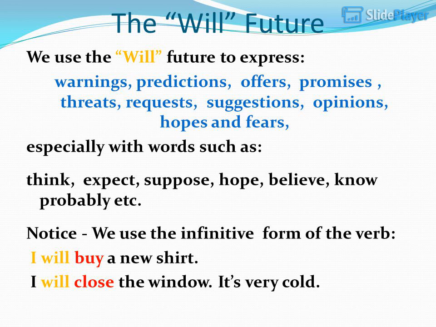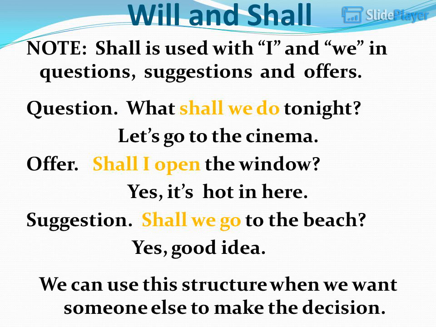It's very cold. Will and shall. Note, shall is used with I and we in questions, suggestions and offers. Question. What shall we do tonight? Let's go to the cinema. Offer. Shall I open the window? Yes, it's hot in here. Suggestion. Shall we go to the beach? Yes, good idea. We can use this structure when we want someone else to make the decision.